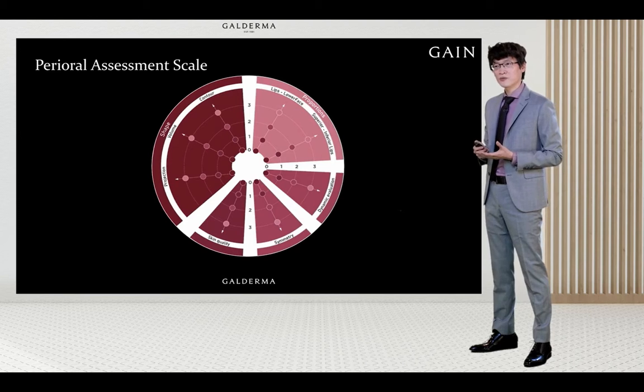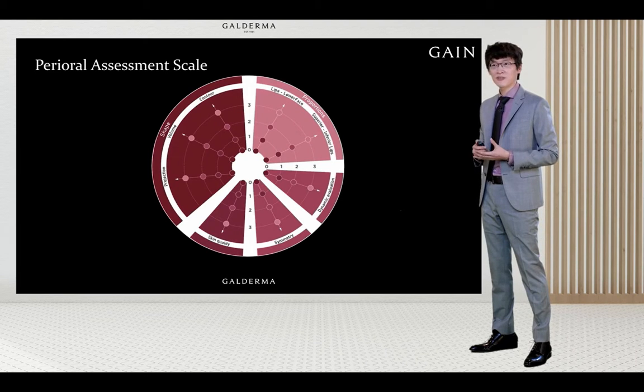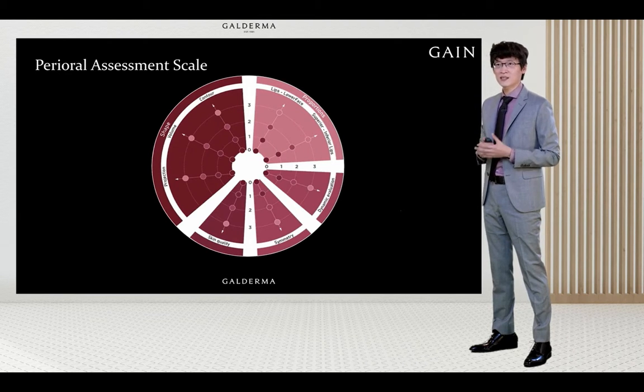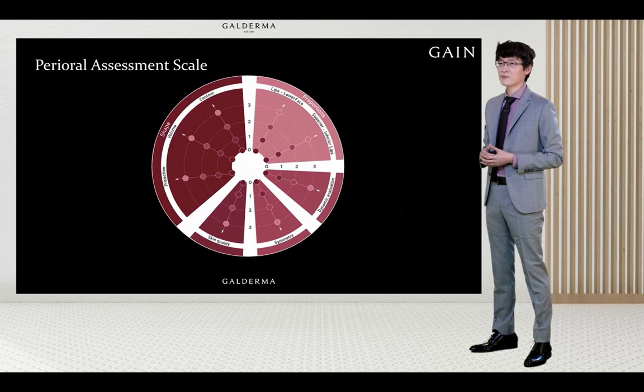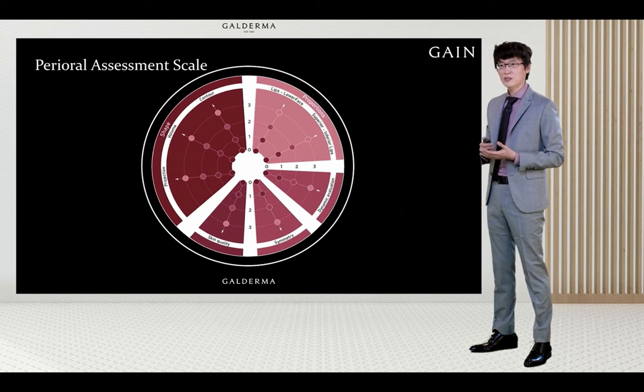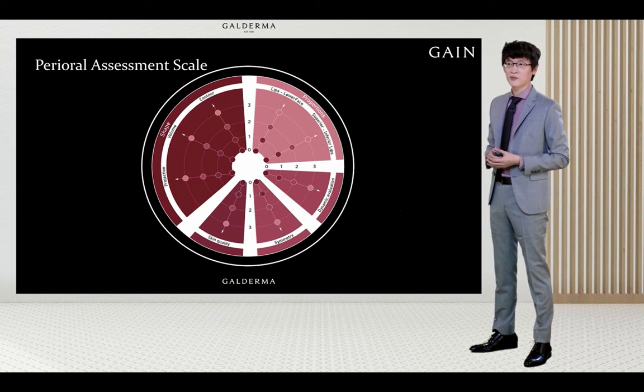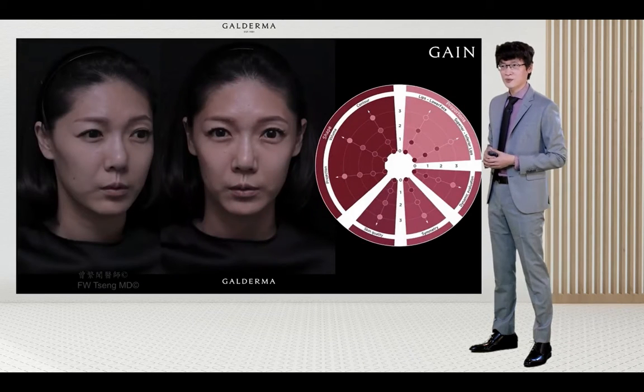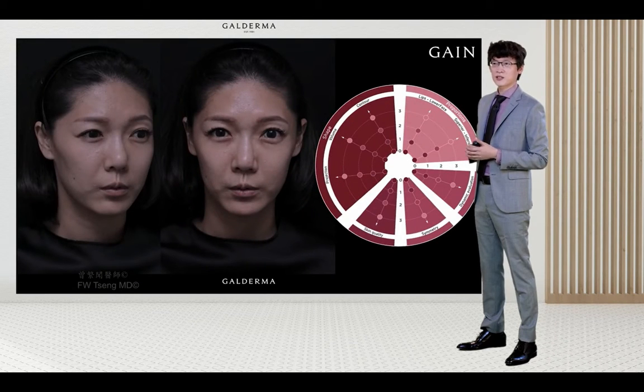So to help you with lip assessment without leaving anything behind, this is the perioral assessment scale. It covers the shape of the lip, the proportion of the lip, and dynamic features, symmetry, and also the quality of the skin. So let's practice with this patient. This is a 40-year-old beautiful lady, but her lips were too small compared with the length of her face and other features of her face.